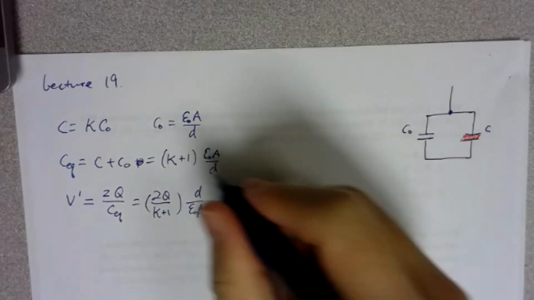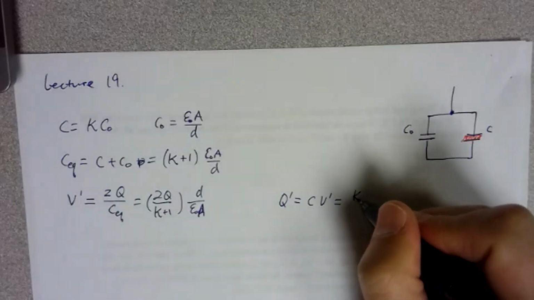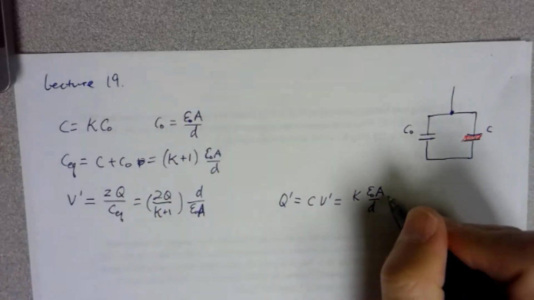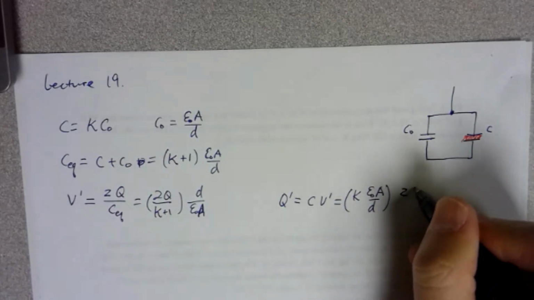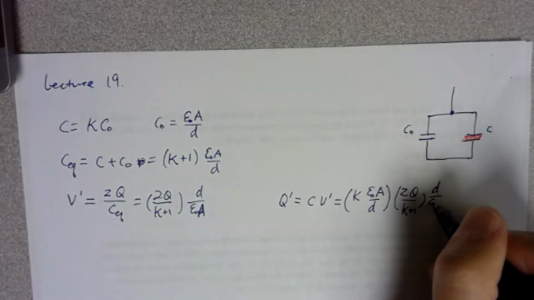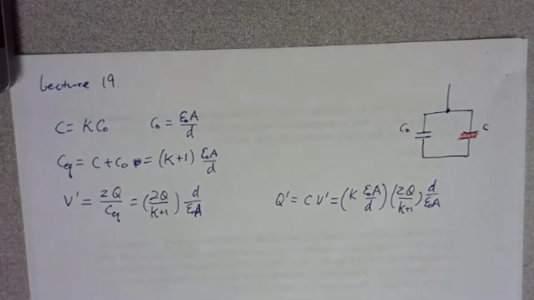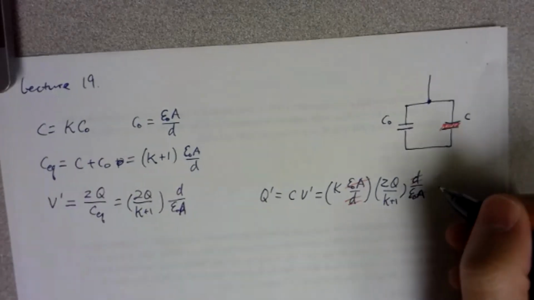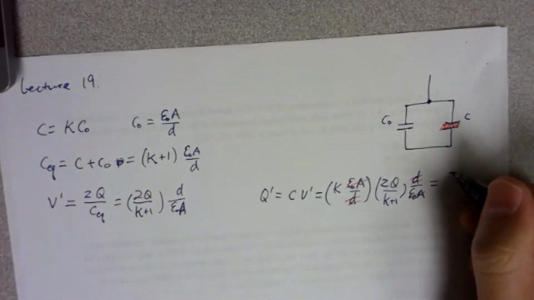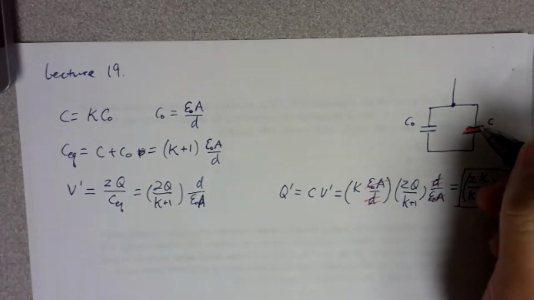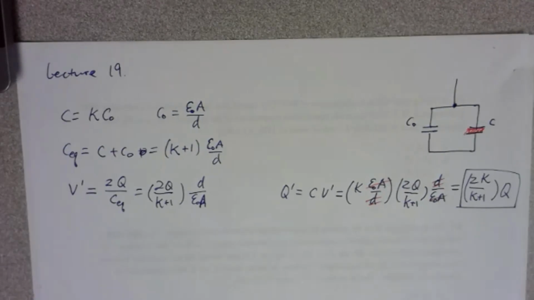So C is this guy here, kappa times epsilon naught A over D. Okay, let's see. V prime is 2Q over kappa plus 1, and then D on top, epsilon naught times A. Okay, so there'll be cancellation, this and that. So at the end, you get 2 times kappa divided by kappa plus 1 times Q. Okay, so that's your final charge on this capacitor, the 2 plates of that capacitor. All right.